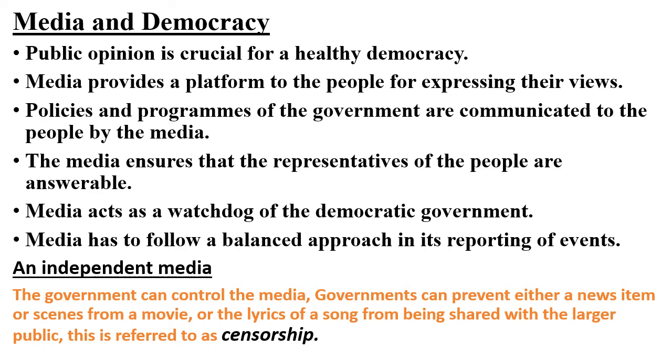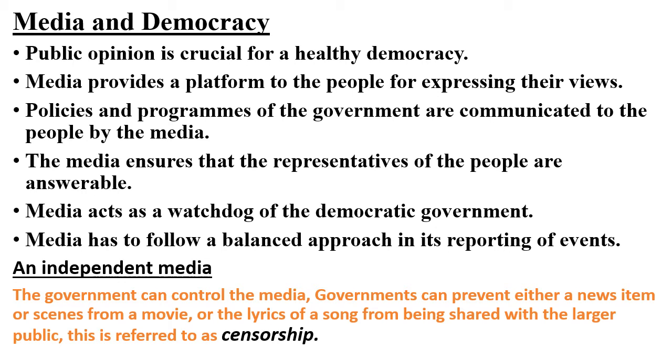Now let us try to understand how does media work in a democracy. Public opinion is very crucial for a healthy democracy, and media plays a very important role in forming public opinion. Media provides a platform for the people for expressing their views. Policies and programs of different governments are communicated to the people by the media. The media ensures that the representatives of the people are answerable to them. Media acts as a watchdog of the democratic government.